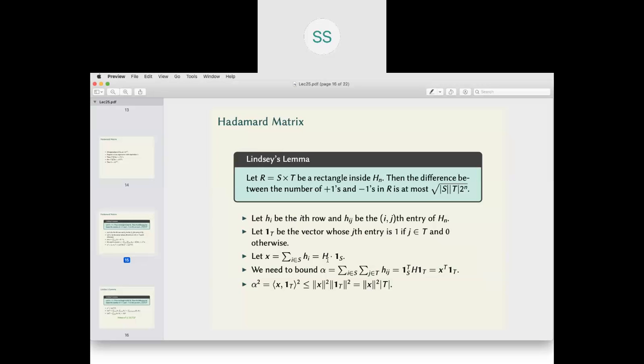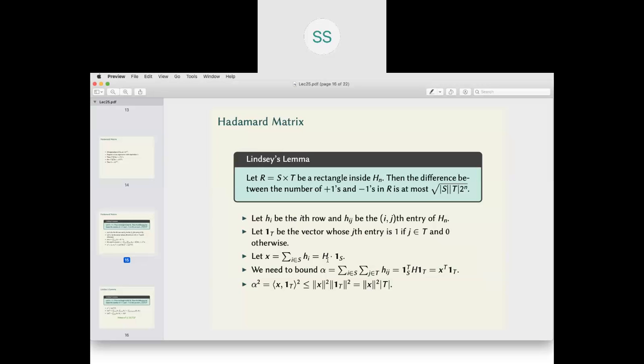And what do we need to bound? We need to bound the difference between the number of plus ones and minus ones. Right? So now, because the entries are plus 1 or minus 1, the difference between the number of plus ones and number of minus ones is just, if you just add up the entries inside R, that will give you the difference. Or the sign may have to be flipped, but if you just add up the entries, you will get the difference between number of plus ones and number of minus ones. So all we need to do is add up the entries. How do we add up the entries? You just take the summation over all the i in S and all j in T, Hij.